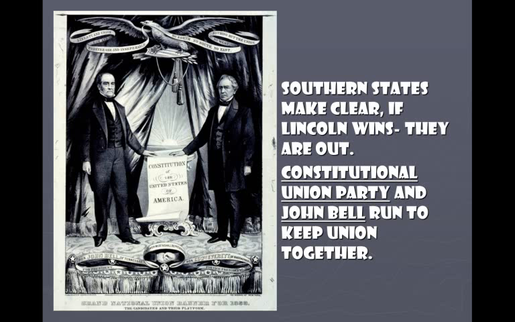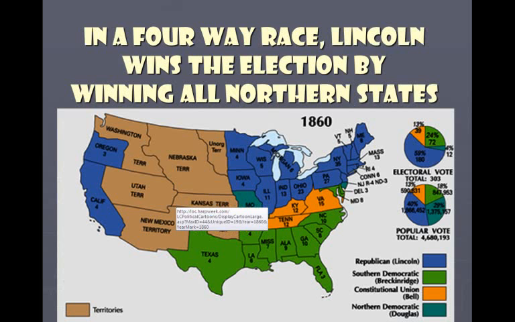You get a third candidate to join the election, John Bell of the Constitutional Union Party. His goal is to say, "I won't change anything." But all John Bell running as a third party candidate does is split the vote even further and increase the likelihood that Lincoln will win the election. So when you look at the electoral map of the election of 1860, in a four-way race, Lincoln wins the election.